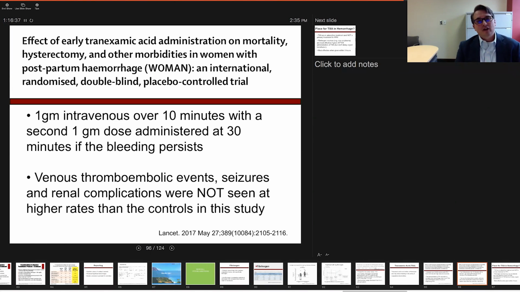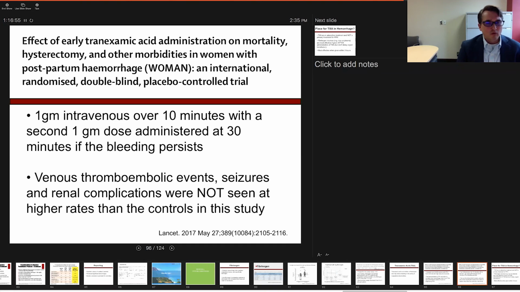So the way the tranexamic acid is administered is it's given intravenously. That gram is given over a period of time of around 10 minutes. If at 30 minutes the bleeding has not improved, a second gram was given.